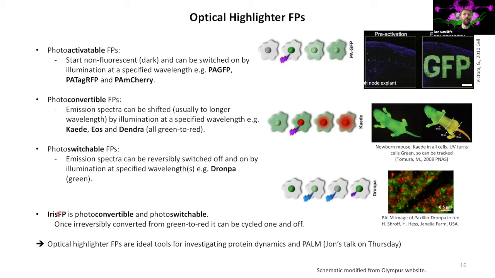And there's also IrisFP, iris fluorescent protein, which is photoconvertible and photo-switchable. So you can convert it from green to red, and then you can cycle it on and off. So these are ideal tools for investigating protein dynamics, and also PALM. And John will give you more information about super resolution techniques on Thursday.